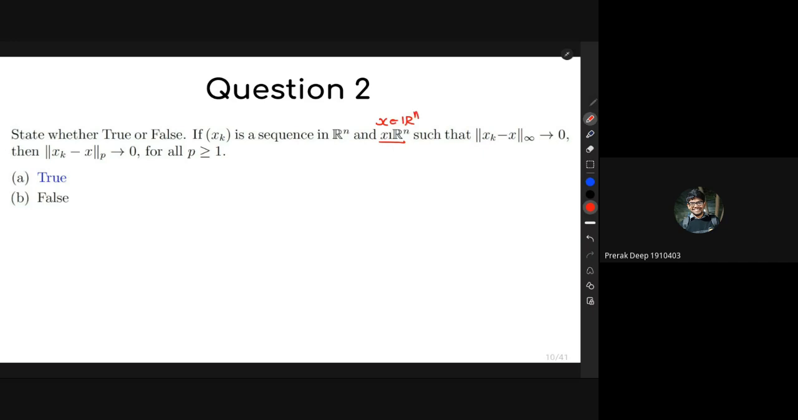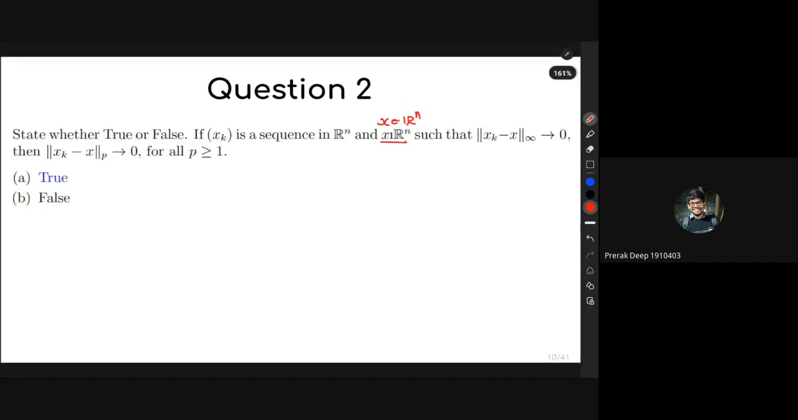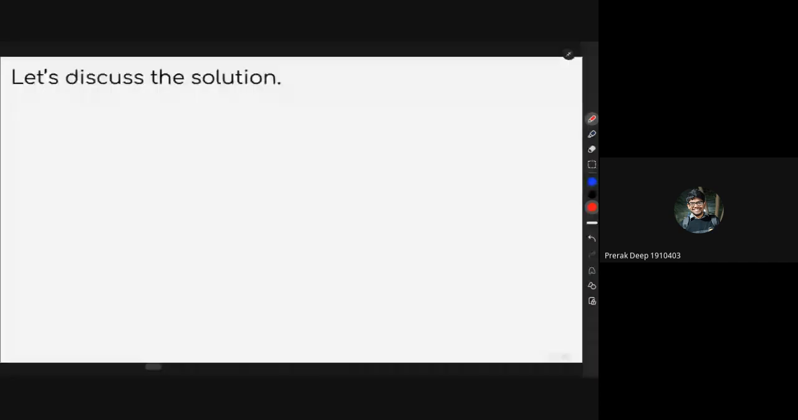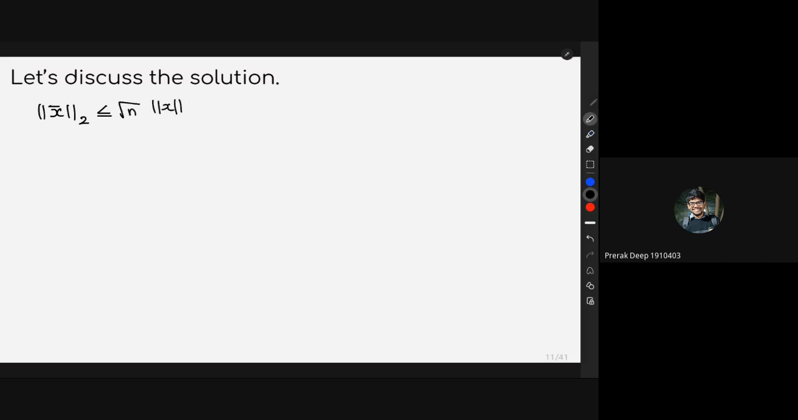First I will show you the bound that I'm talking about, and then we will prove this result. So in the last session, we discussed this bound: the 2 norm of any vector in Rn is smaller than the square root of n times the supremum norm of that vector. This is what we have seen in the last discussion session.